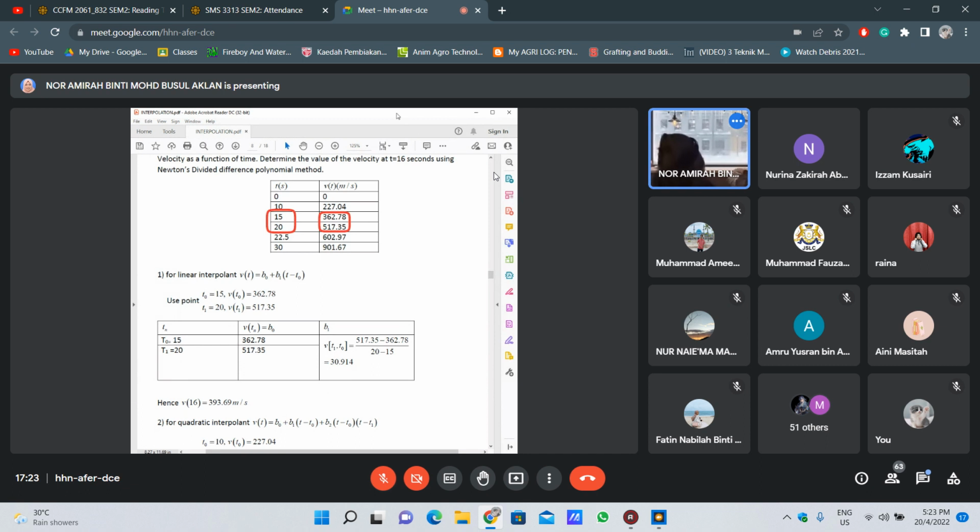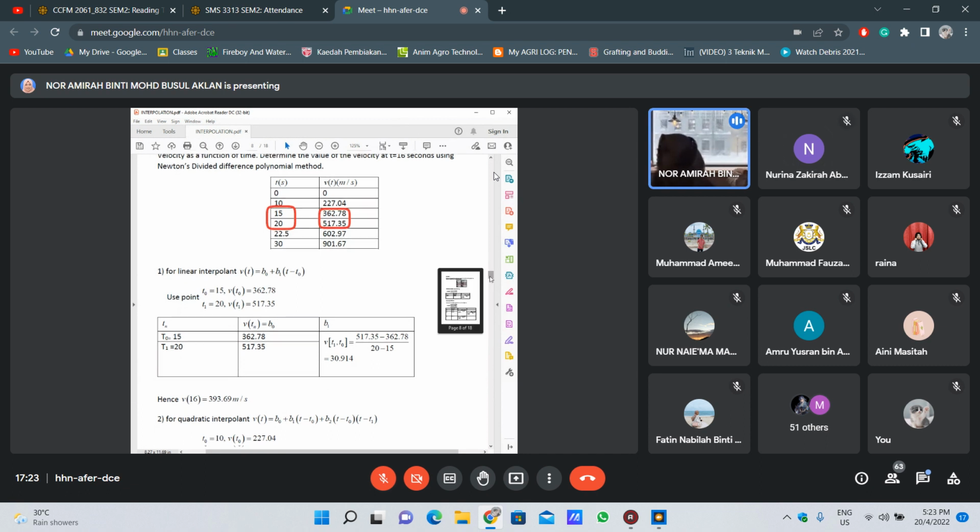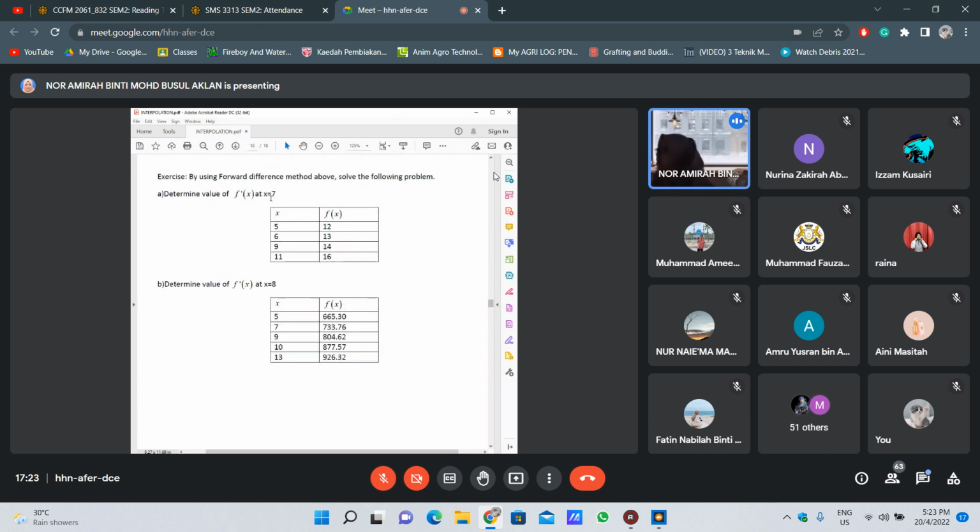Okay. Thank you, Doktor. Okay, so kalau tengok contoh ni, dia kata find the f prime x at x equals to 7. So kalau x equals to 7, so for linear interpolant korang nak ambil value kat mana? 6, 9. Okay, 6 to 9. Okay, kalau x equals to 8, 7, 9. Okay, so maknanya kita ambil dalam within this range. So bila kita dapat this value pun kita akan ada dalam this range lah juga.